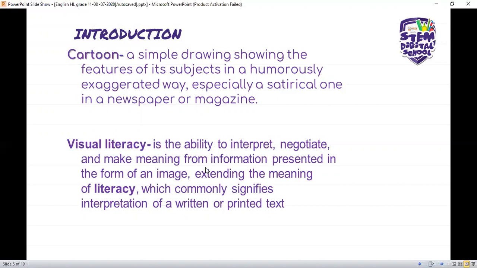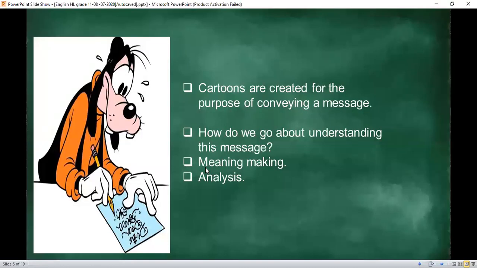So we have to achieve that by the end of this lesson. We are supposed to be able to negotiate and make meaning with different cartoons, which form part of visual text. I hope you're catching my drift. So just why the need for us to understand visual literacy? Why the need?